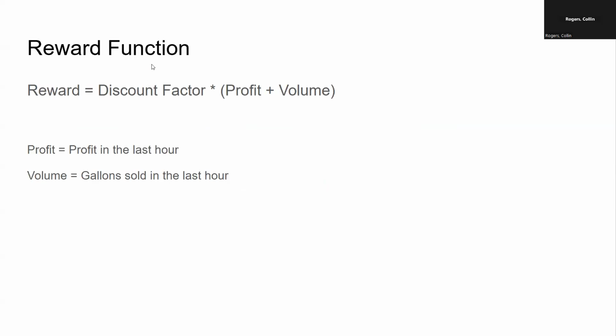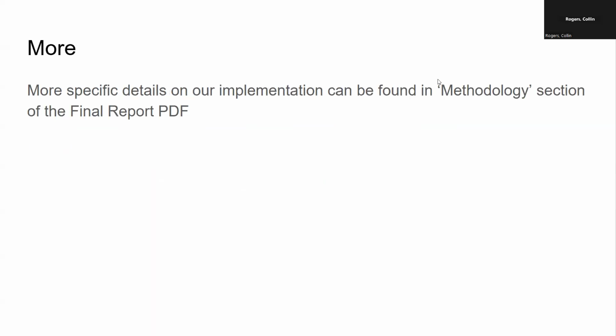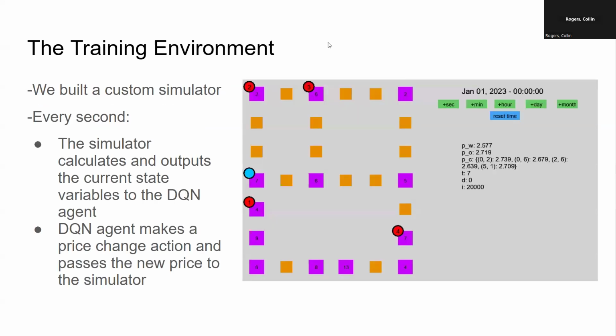So the reward function, this is something that we should definitely improve on in the future. And I'll explain more in a second, but it's the discount factor times profit in the last hour, plus gallons sold in the last hour. So more specific details on this can be found in the methodology section of our final report.